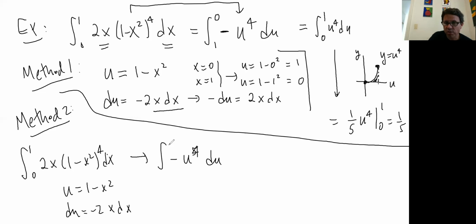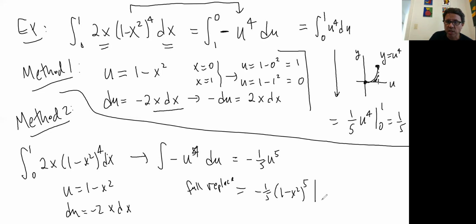Leave the bounds off just for a second, so that when I do this, I get minus 1/5 u to the 5th. Technically, there's a plus c, but I know for the definite integral, I don't need that. And now do the replace, but a full replace, meaning minus 1/5, I replace the u, and then I replace the original bounds. That's the original.